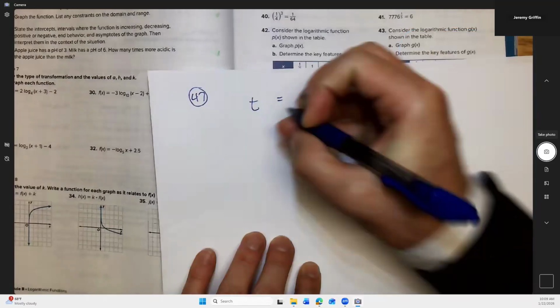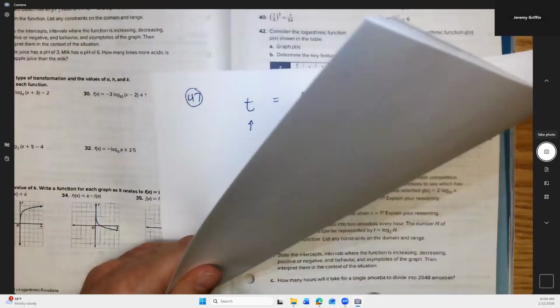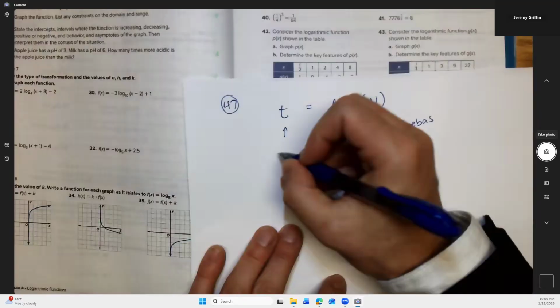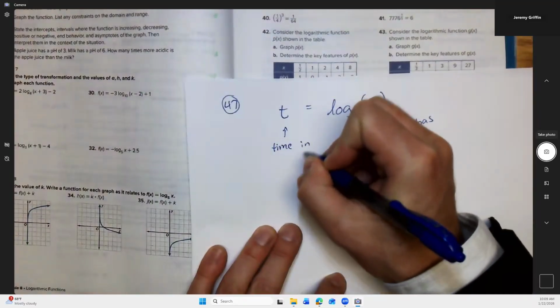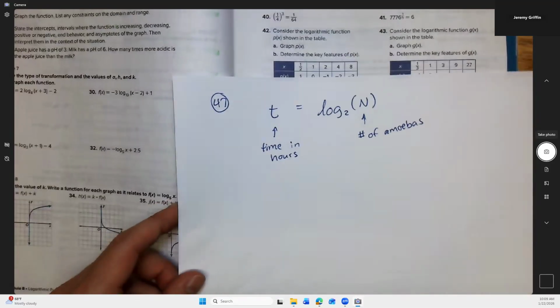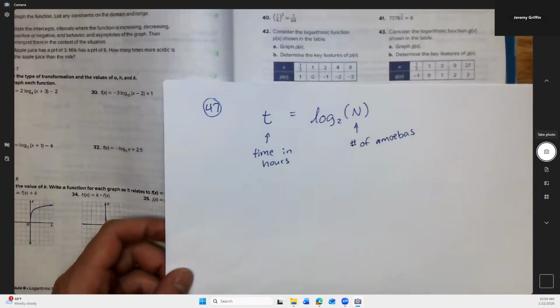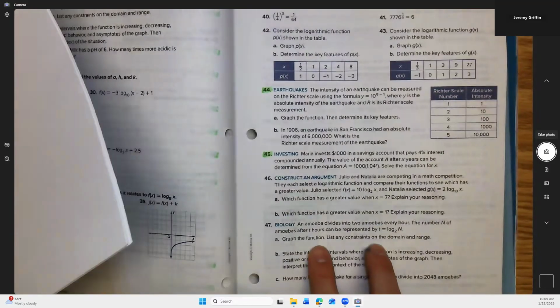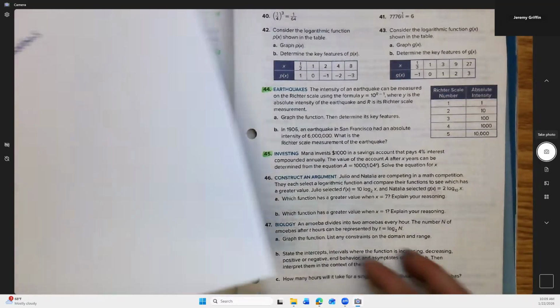amoebas. And T represents the time in hours. All right. Okay. So you guys go with that premise there. What does it want us to do? Graph the function. Look at domain and range. There's a couple follow-up questions, but let's start with that.